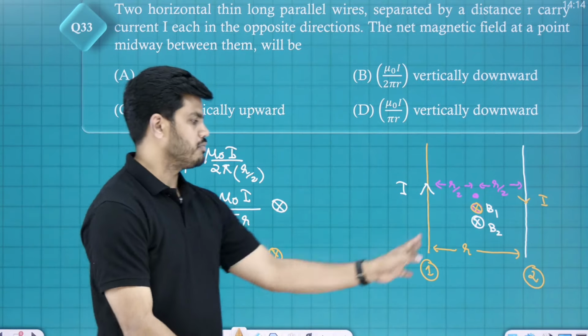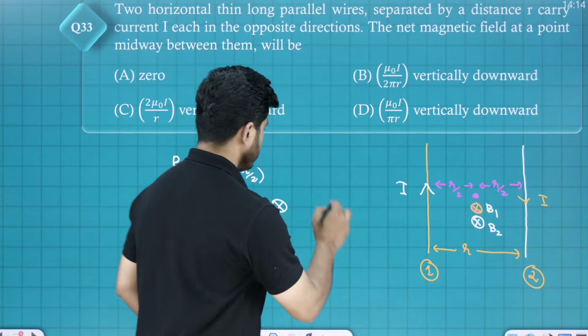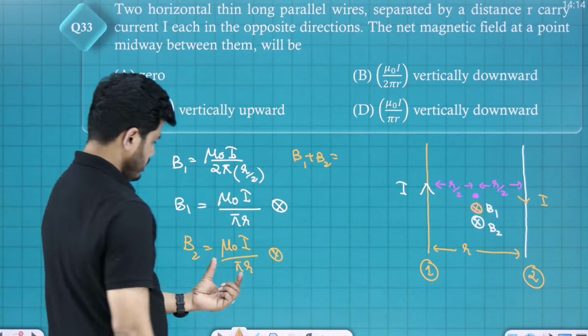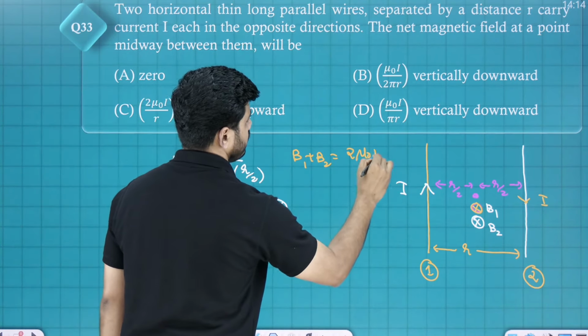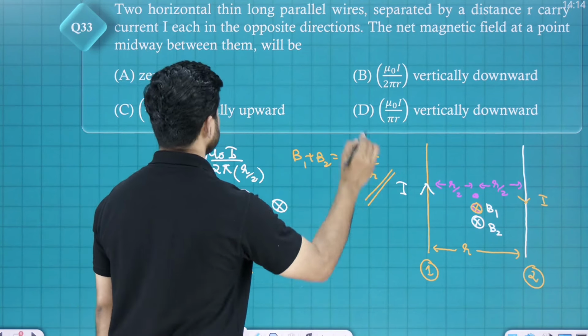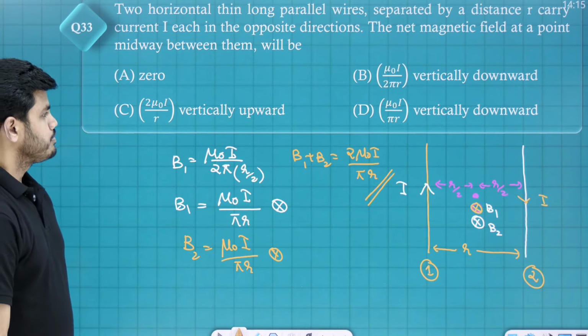If you have two magnetic fields in the same direction, how will you find the resultant? We'll take the sum of the two, right? So total magnetic field is B1 plus B2, see? So we get 2 times mu naught I divided by pi R, right? So when you add them, this will be the result. So 2 times mu naught I by pi R.